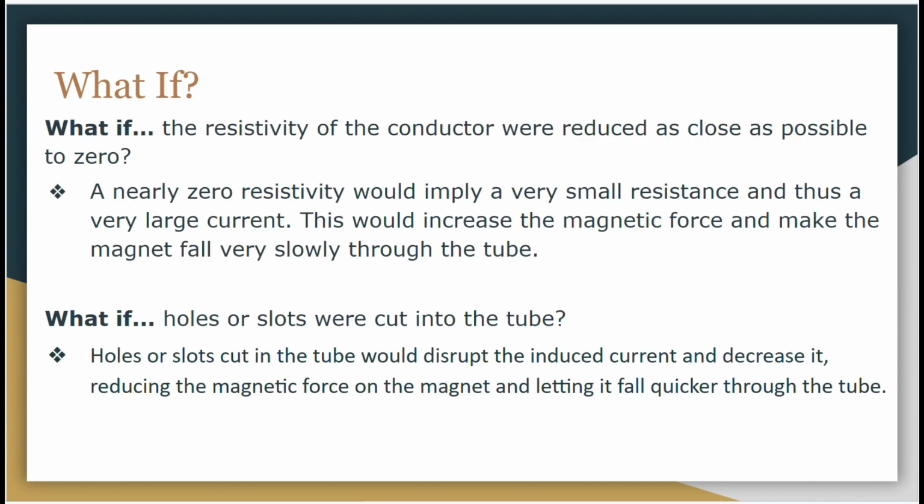What if the resistivity of the conductor were reduced as close as possible to zero? Nearly zero resistivity would imply a very small resistance and thus a very large current. This would increase the magnetic force and make the magnet fall very slowly through the tube. What if holes or slots were cut into the tube? Holes or slots cut into the tube would disrupt the induced current and decrease it, reducing the magnetic force on the magnet and letting it fall quicker through the tube.